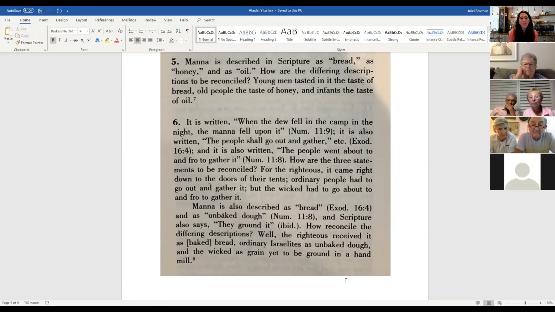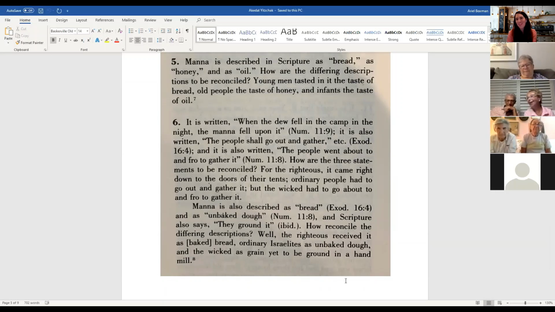Manna is also described as bread and as unbaked dough. And scripture also says that they ground it. How do we reconcile the differing descriptions? Well, the righteous received it as baked bread, ordinary Israelites as unbaked dough, and the wicked as grain yet to be ground in a hand mill.